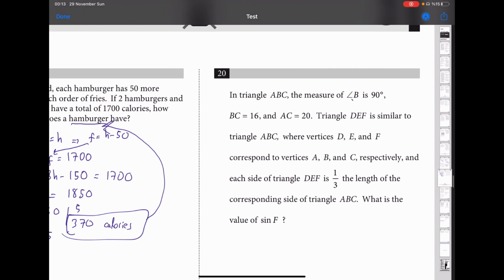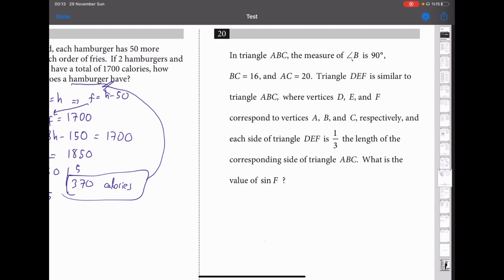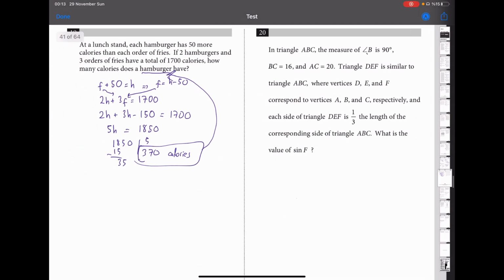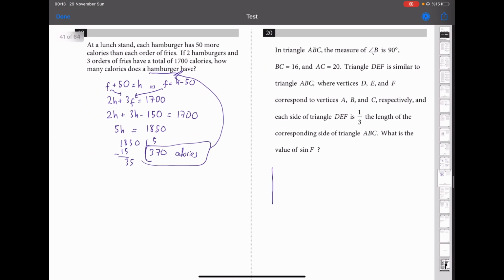In triangle ABC, the measure of angle B is 90 degrees. BC is 16, AC is 20. Let's draw it. B is the right angle, A, B, C. BC is 16, AC is 20.